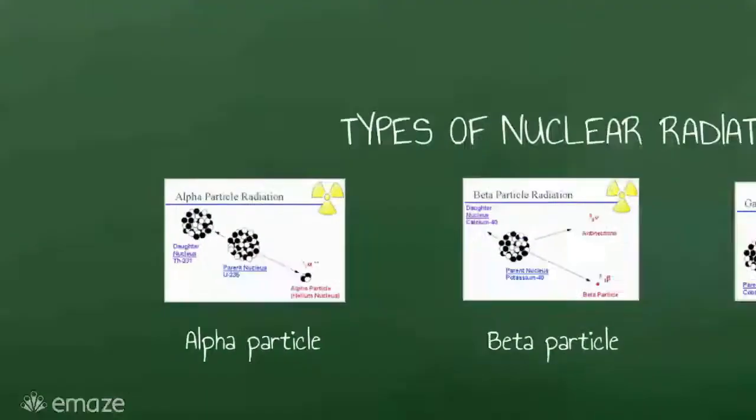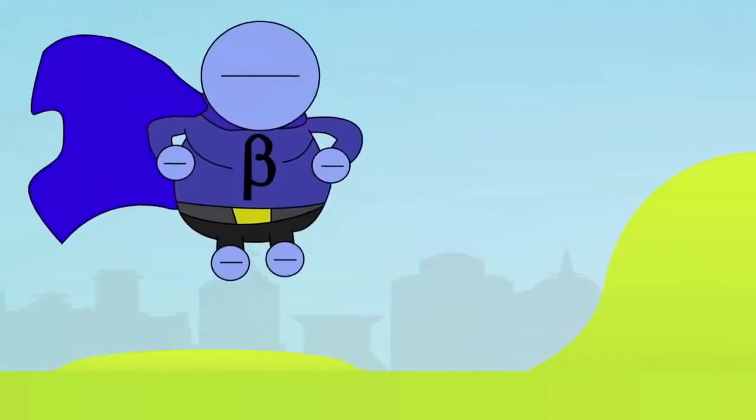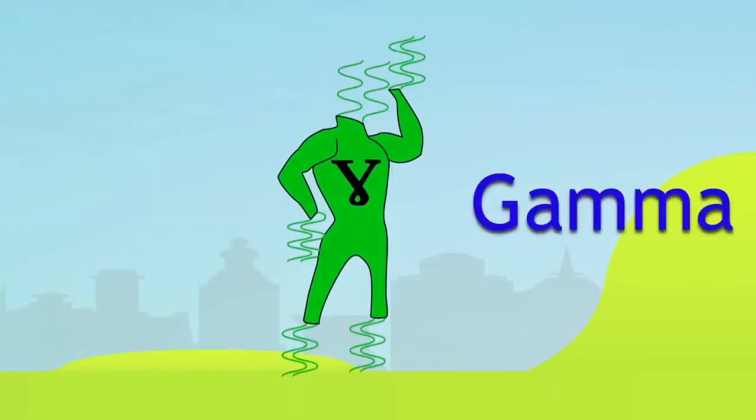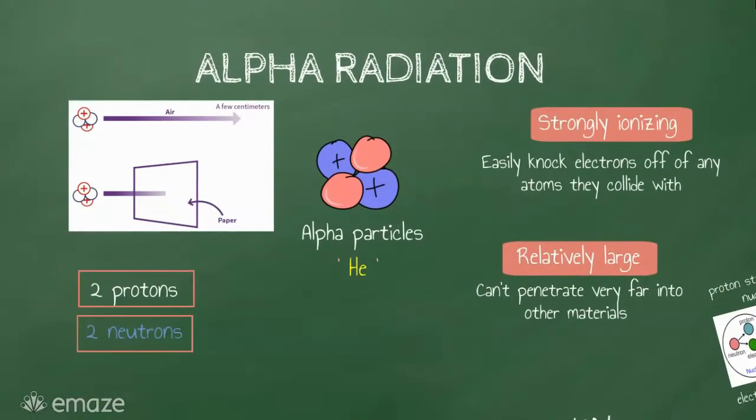In this video, we're going to take a closer look at the types of nuclear radiation, namely alpha particles, beta particles, and gamma rays. We also cover how ionizing and how penetrating each of them are. Let's start with alpha radiation.